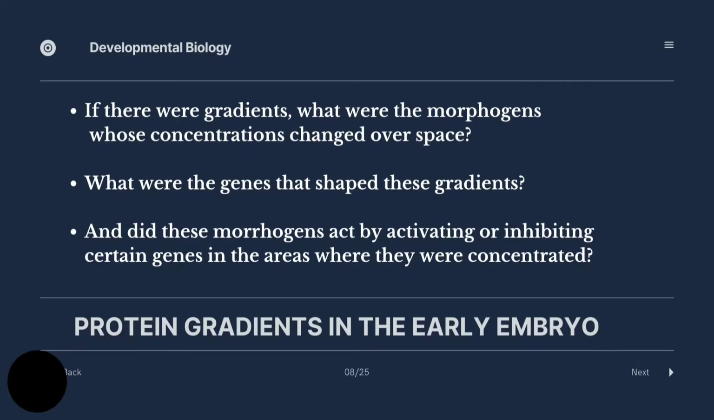Next comes the protein gradients in the early embryo. When we discuss these protein gradients, 3 questions arise. If there were gradients, what were the morphogens whose concentrations changed over space? What were the genes that shaped these gradients? And did these morphogens act by activating or inhibiting certain genes in the areas where they were concentrated?